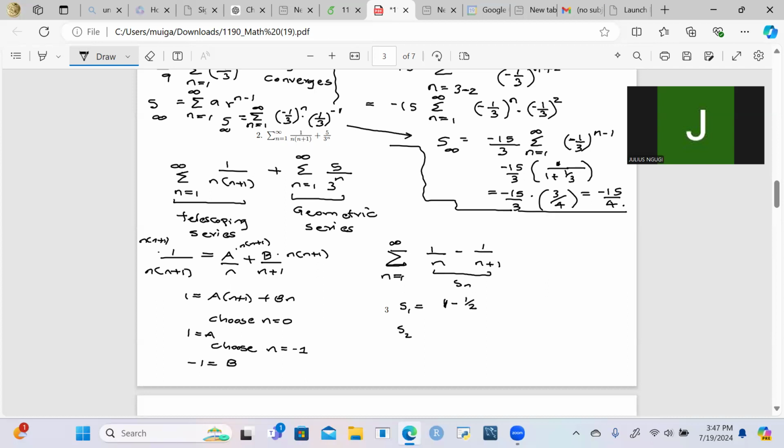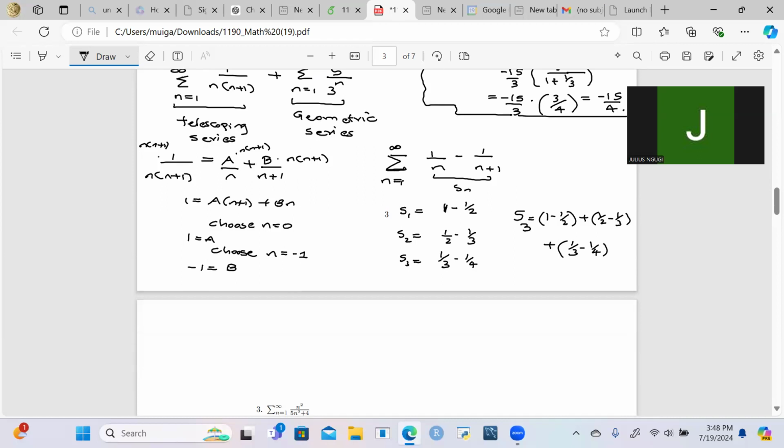If we find s of 2, we continue adding the second part, so we have 1 over 2 minus 1 over 3. The third one will be 1 over 3 minus 1 over 4. So if I write s of 3, meaning the sum of all of them, I'm having 1 minus a half, plus a half minus a third, plus a third minus a quarter. Those are 3 of them.